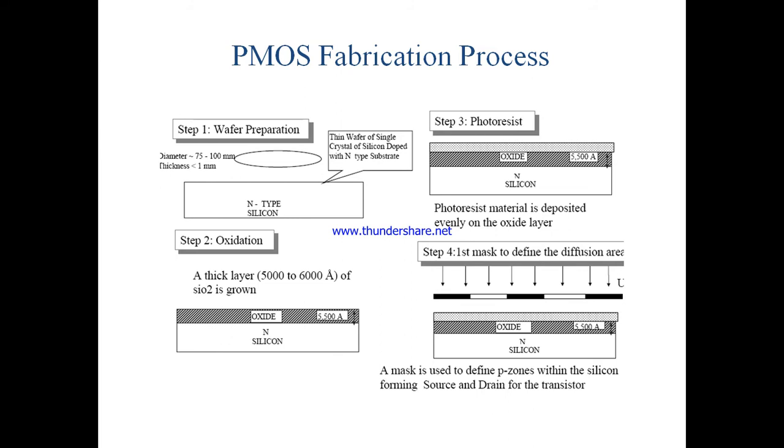Such wafers are typically 75 to 150 mm in diameter and 0.4 mm thick and are doped with phosphorus impurity concentration of 10 to the power of 15 per cm cube to 10 to the power of 16 per cm cube. With such a doping concentration, the wafer has resistivity in the range of 25 ohm centimeter.